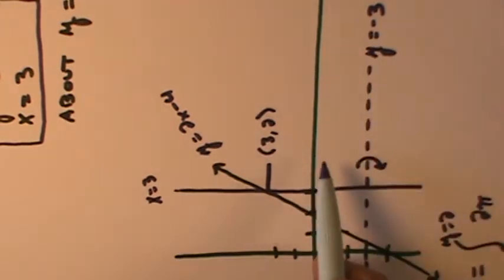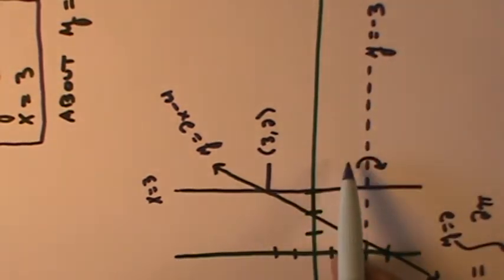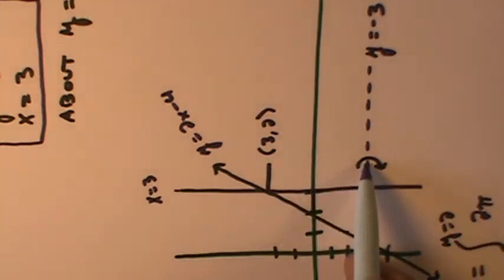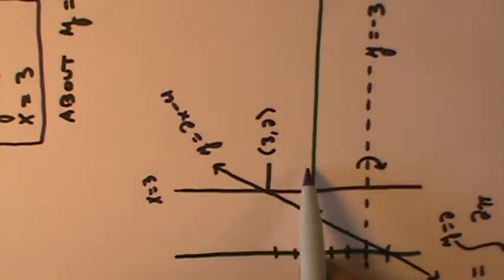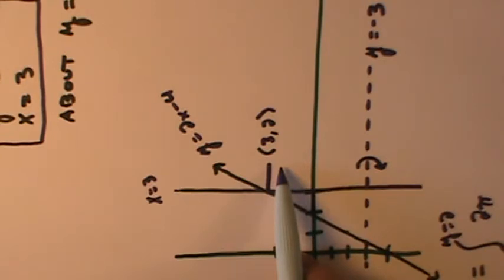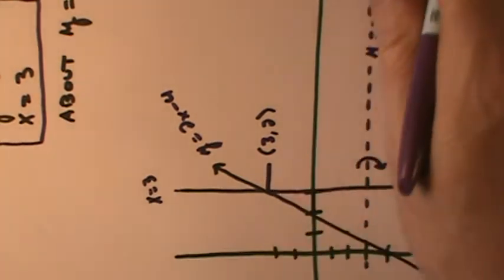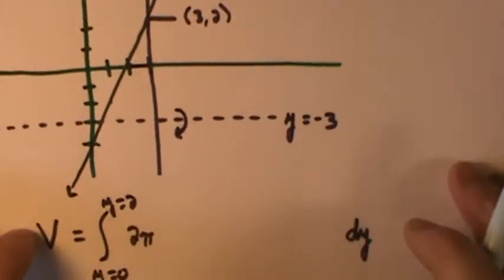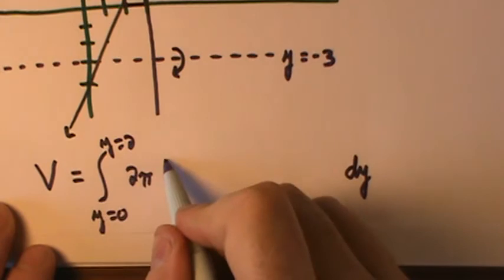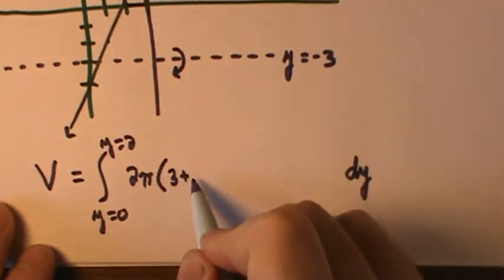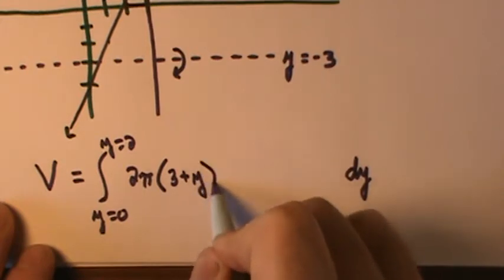Because I'm at the -3, I have to include that as part of my radius because I'm revolving from here. So this would be an entire distance of 3 plus this y that I'm revolving. So this is going to be a distance of 3 plus y, which you could write as y plus 3 or 3 plus y, doesn't matter how you write it. So my radius would be 3 plus y.